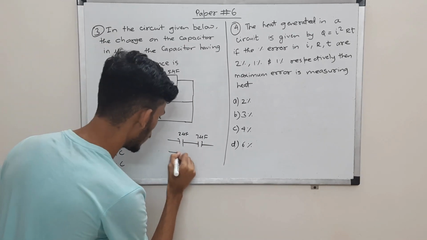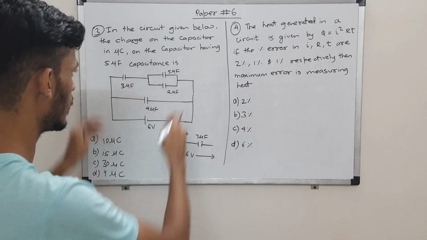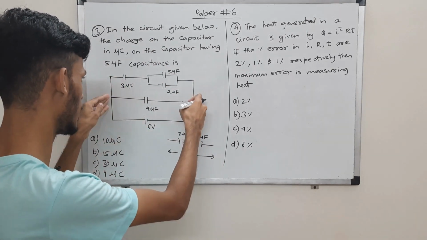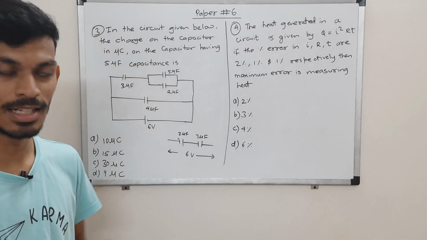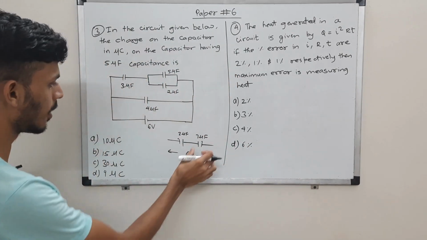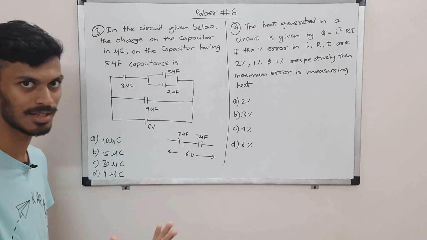So here the voltage drop will also be 6. The voltage drop across this branch and across this branch is the same and it is equal to 6 volts. So the voltage difference over here is 6. Across these two branches, the voltage drop is 6 volts. Now we are supposed to find the voltage drop across this one, because here we have the 5 microfarad capacitor, right?